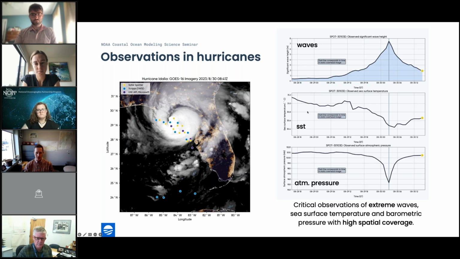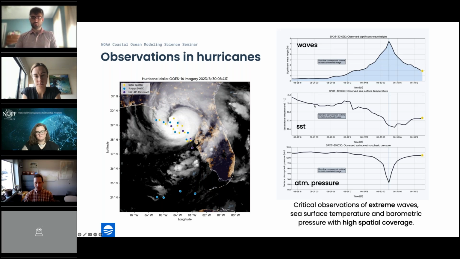This is a spotter buoy, which also measures the sea surface temperature and the barometric pressure. And so you can see the SST dropping and the cold wake after the storm passes. And then you can see as the eye comes over, this pretty dramatic drop in the barometric pressure down to almost 950. So the waves have been the focus of the program, but there are these nice ancillary products as well.